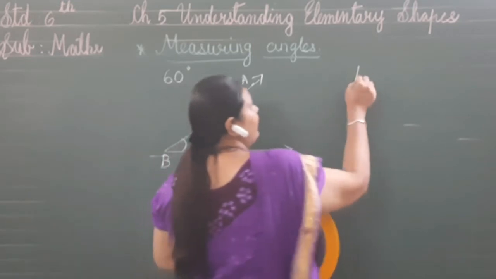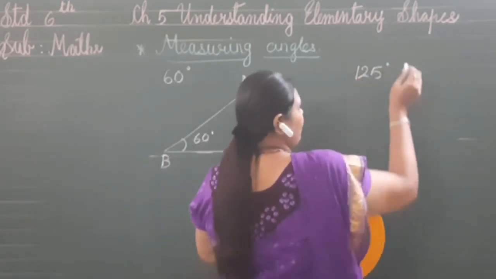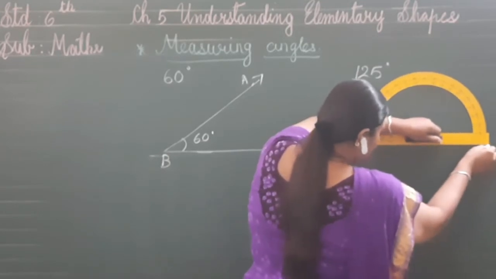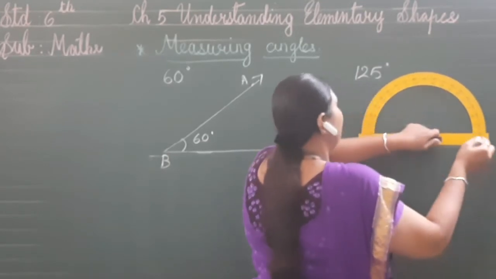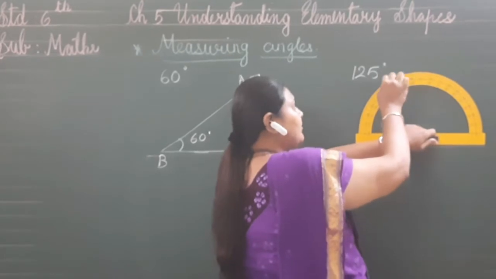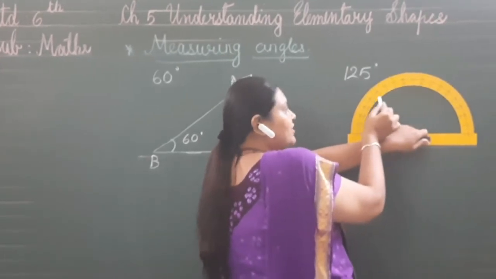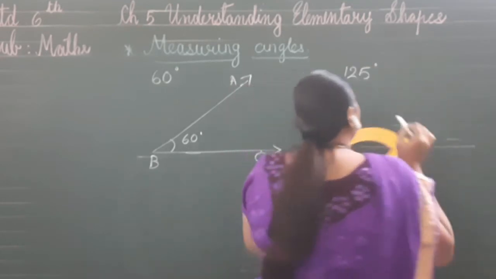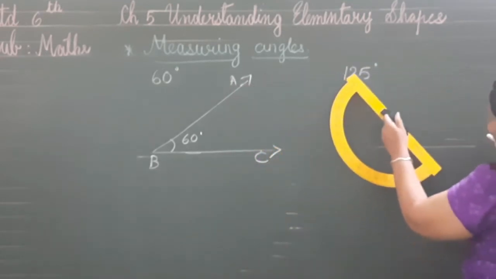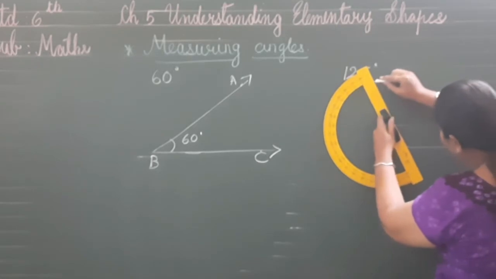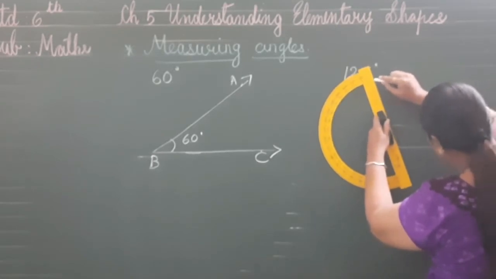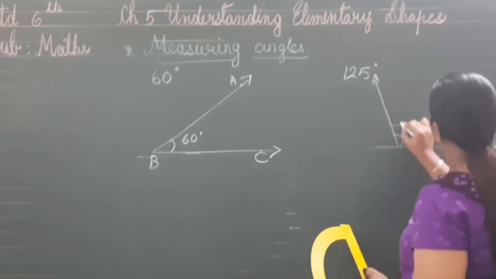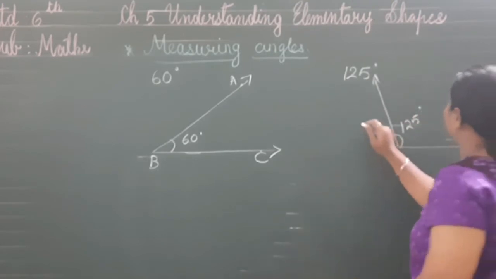Same way, if I want to measure 125 degree, very first I will draw one line and I will mark out 125, which lies between 130 and 120. So here I will put a dot. Now I will join the dot with the line. So this comes to 125 degree. This is obtuse.